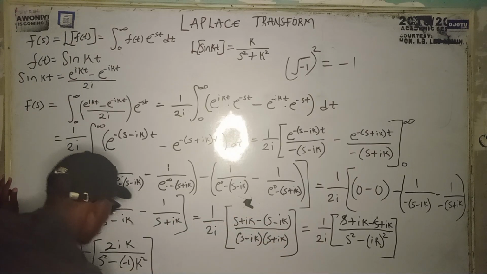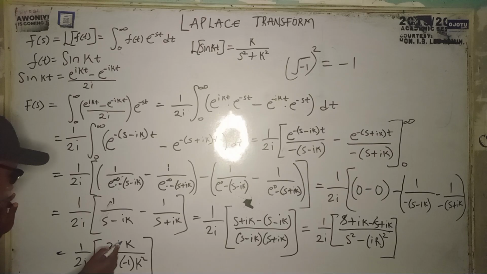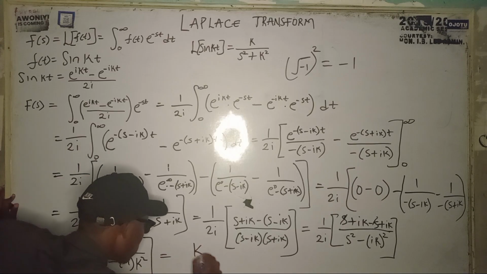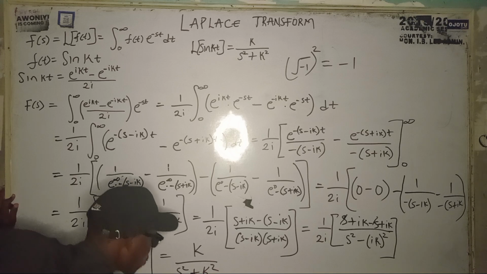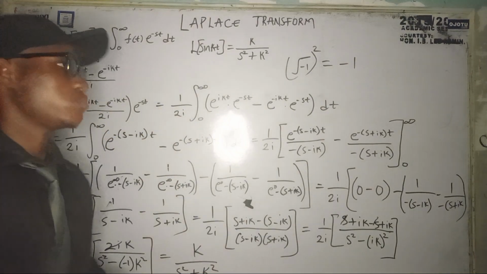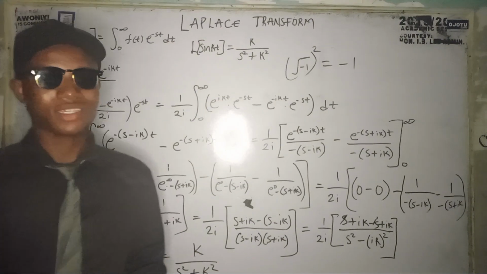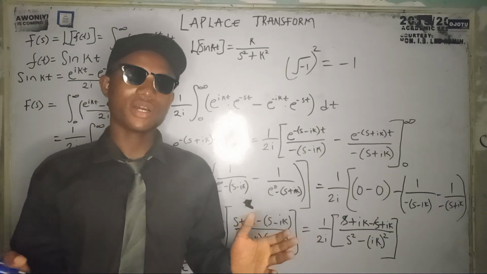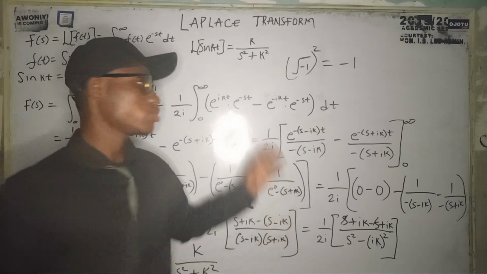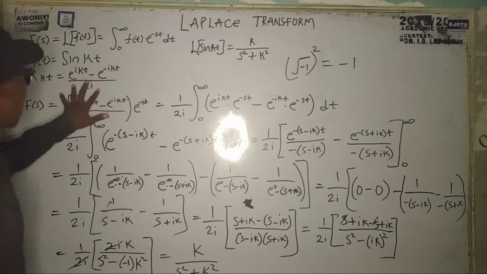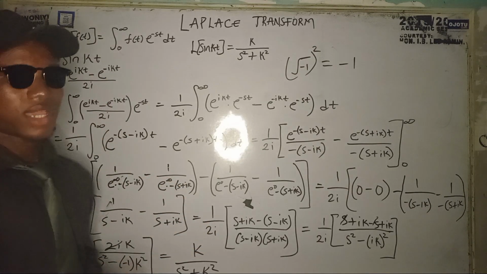So from here, we can already see that 2i here would cancel 2i over here, and the minus will multiply the minus here. So we are going to end up having k over s square plus k square. So I have proved the Laplace transform of sin kt using the exponential form of sin kt. So if you are not really good at inverse integration by parts, you can just use the exponential form to do it. What you just need to know is to memorize that this is the exponential form of sin kt.